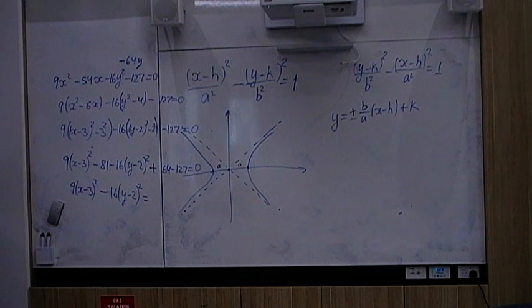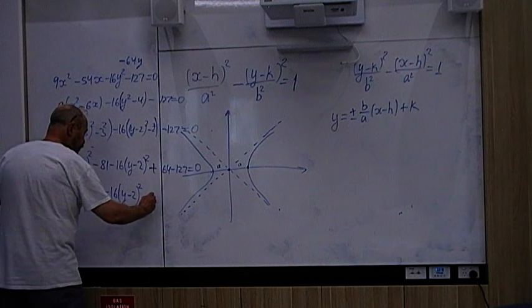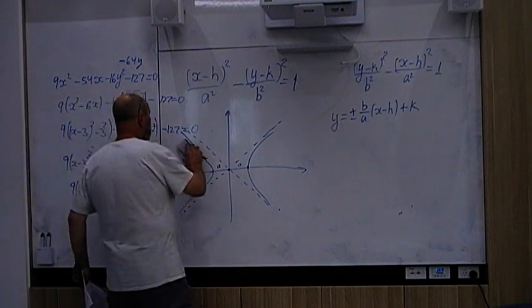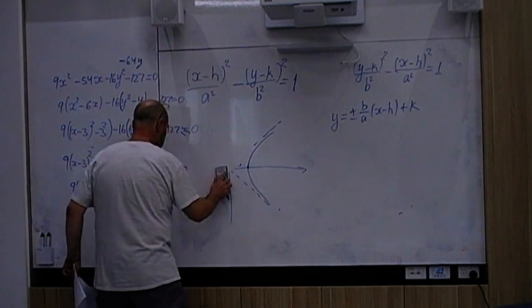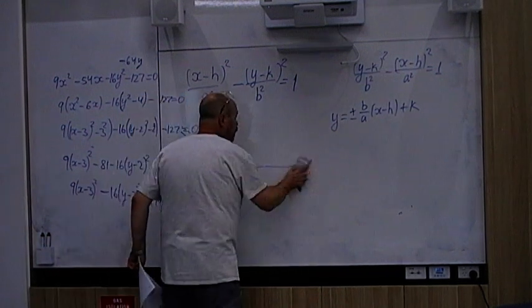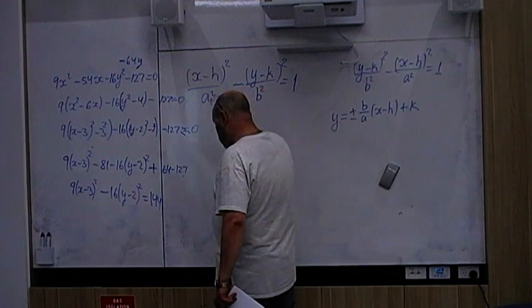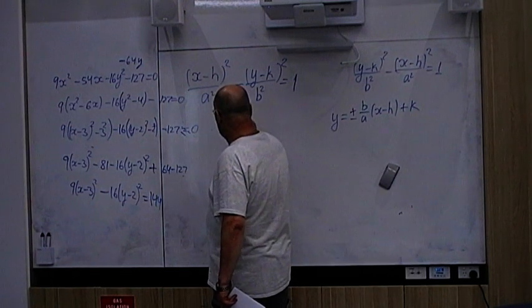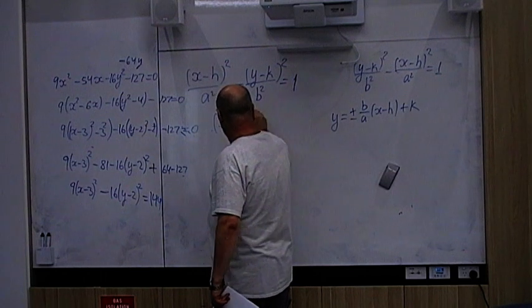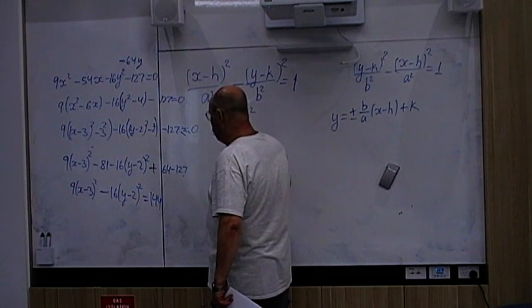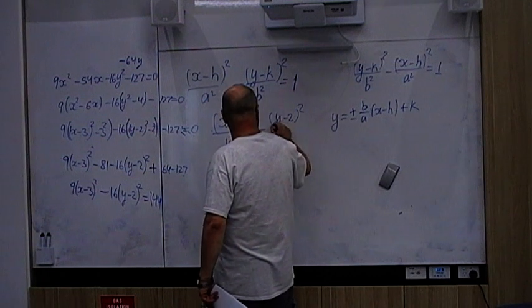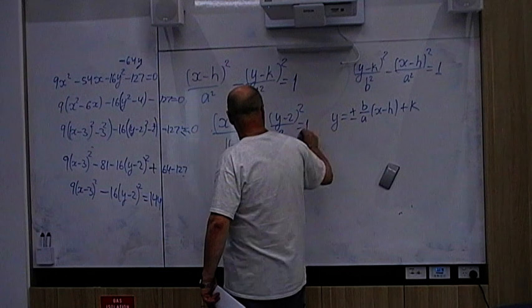We get 9 times (x minus 3) squared minus 16(y minus 2) squared equals 144. Now we divide both sides by 144, and we get the final Cartesian equation of the hyperbola: (x minus 3) squared over 16 minus (y minus 2) squared over 9 equals 1.